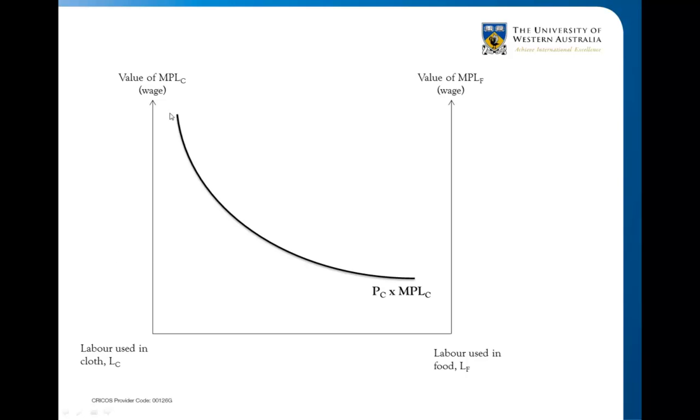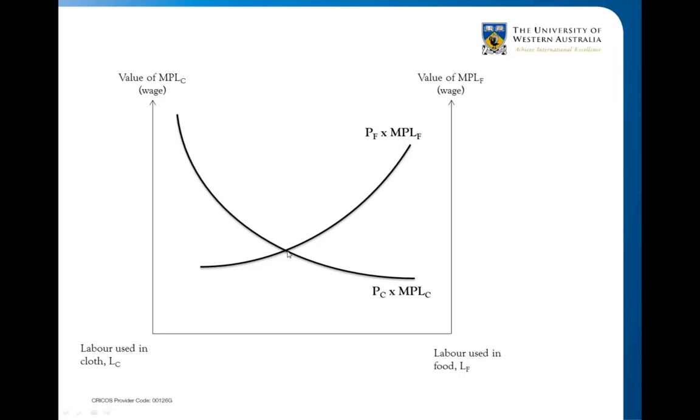So we're going to have this downward sloping labour demand curve, which remember is just the price multiplied by the marginal product. We can do the same thing for food, but remember, we're going in the opposite direction here, so it's going to look like that. Again, the marginal product declines as you use more and more labour.